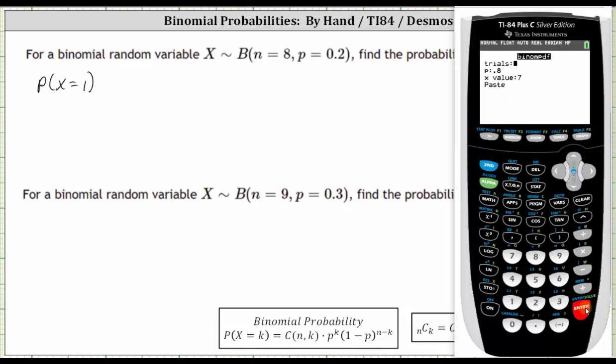Press enter. Enter the number of trials, which we know is 8. Enter. P, the probability of success, is 0.2. Enter. The value of x is 1 because we're looking for the probability x equals 1. Enter, enter, and enter again. To 4 decimal places, we have approximately 0.3355.